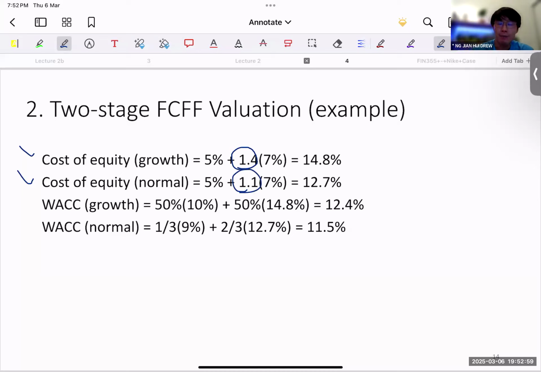We are given that the proportion of debt to equity is 50% at a growth stage, and then it drops to 1/3 debt and 2/3 equity at a normal stage. We are given this already in the question, 10% for after tax cost of debt for your growth, and the normal after tax cost of debt for your normal. These two we have calculated, and because of that, we can calculate the WACC here.